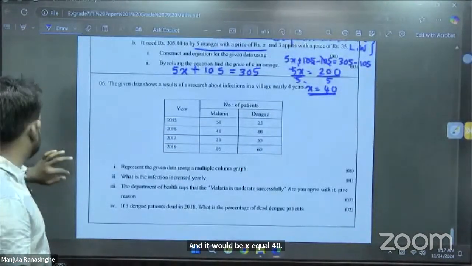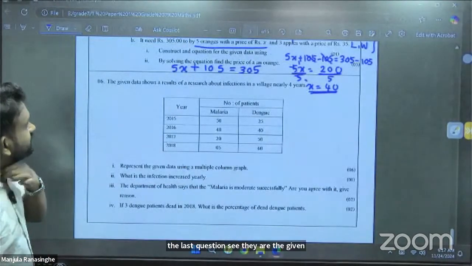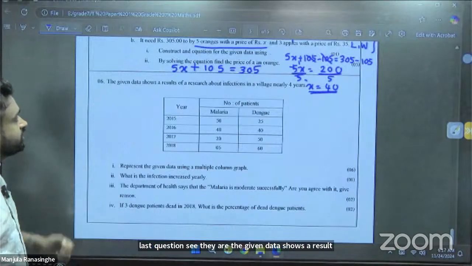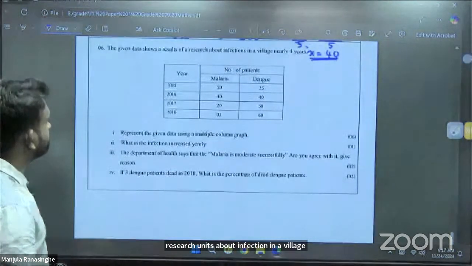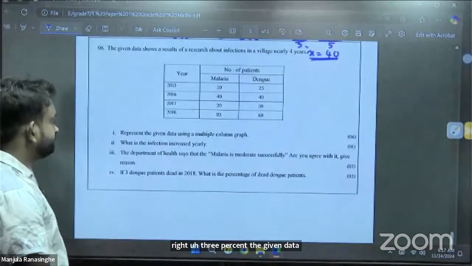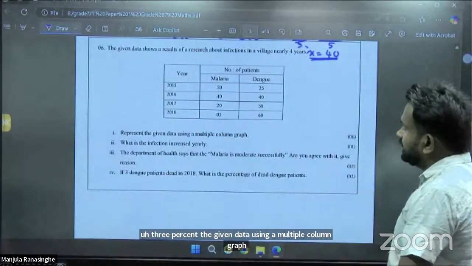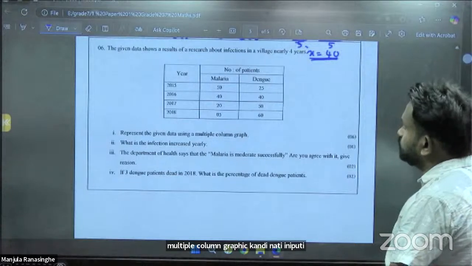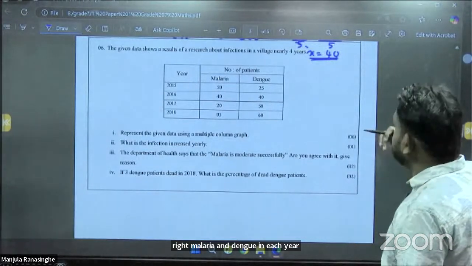So the last question. The given data shows the result of research on infection in a village over about 4 years. Represent the given data using a multiple column graph, showing malaria and dengue in each year. So the maximum is 50 and 60.